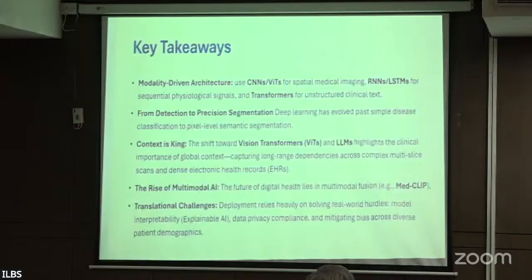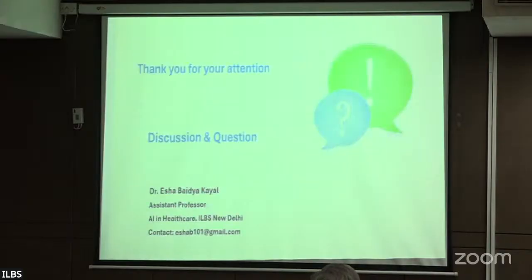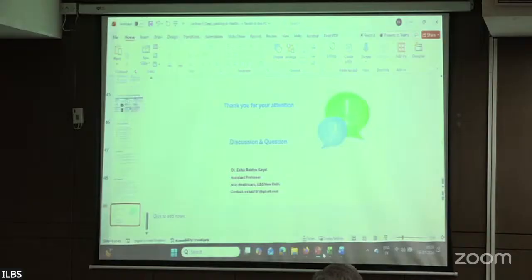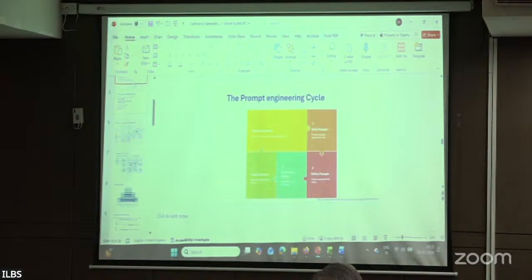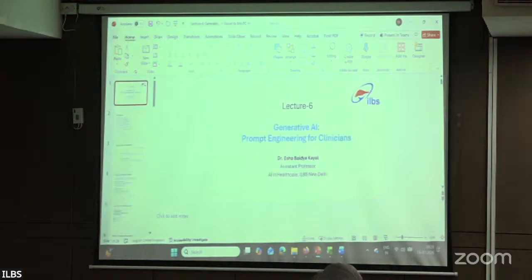The clinical problem will be given by you. How it will be solved is part of the engineering. So it is a multidisciplinary thing. Both should work together hand in hand. The takeaway message I have mostly discussed already. And now I will go to our fourth lecture: generative AI and prompt engineering.